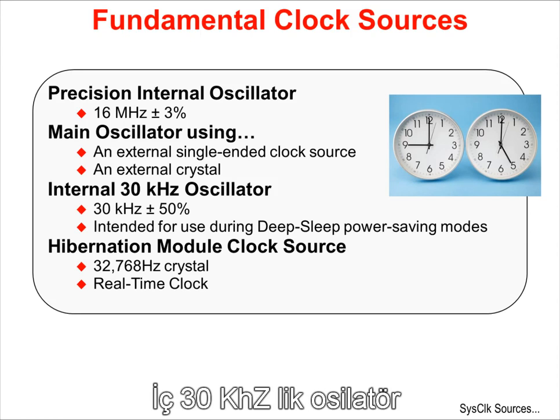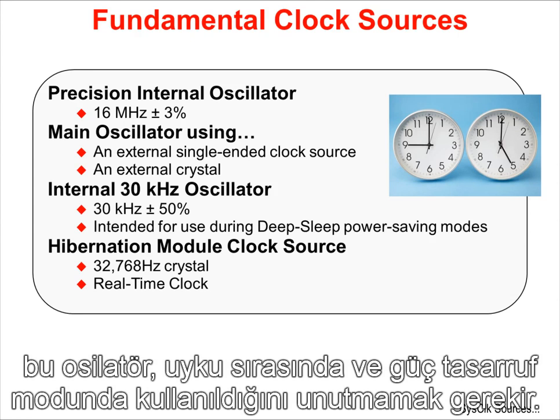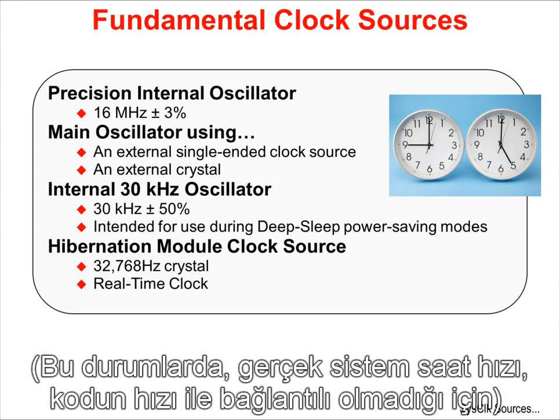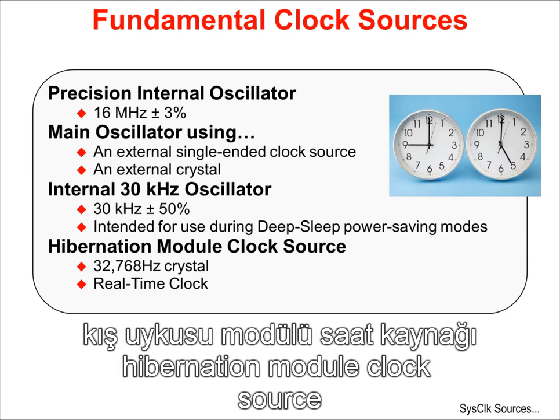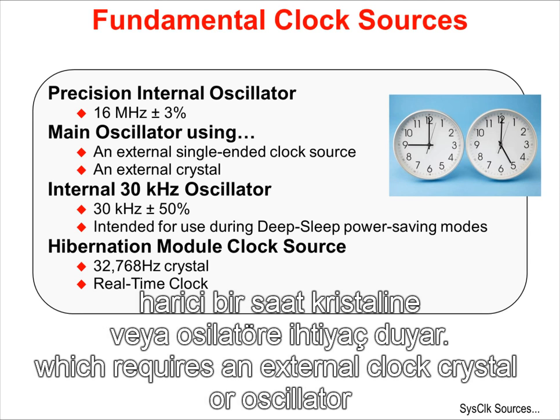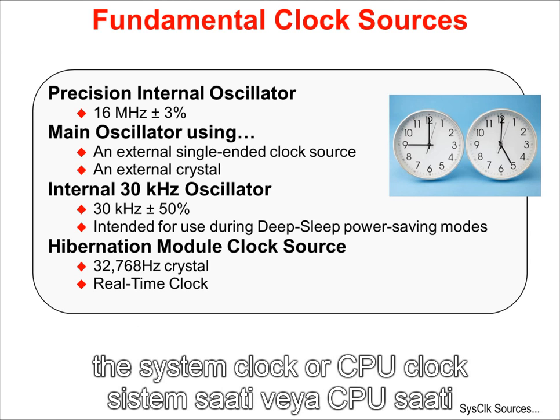The internal 30 kHz oscillator has an accuracy of plus or minus 50%. This sounds terrible, but this oscillator is intended for use during deep sleep and power-saving modes where the actual clock speed is irrelevant to the function of the code. Last is the hibernation module clock source, which requires an external clock crystal or oscillator. The clock provides the system with a real-time clock source.